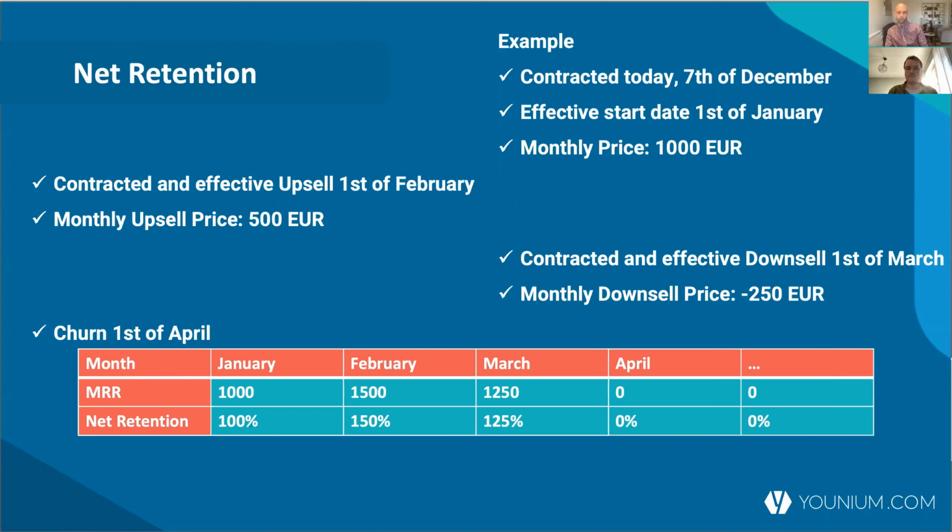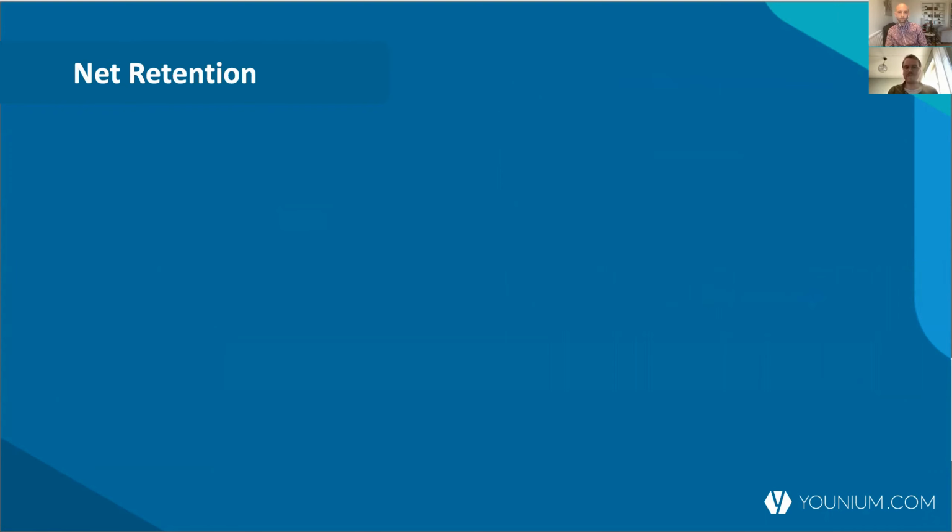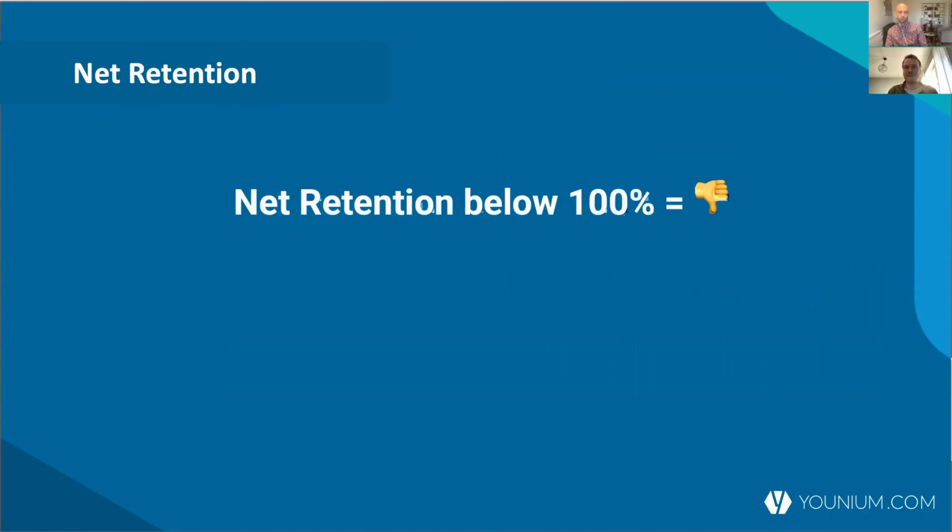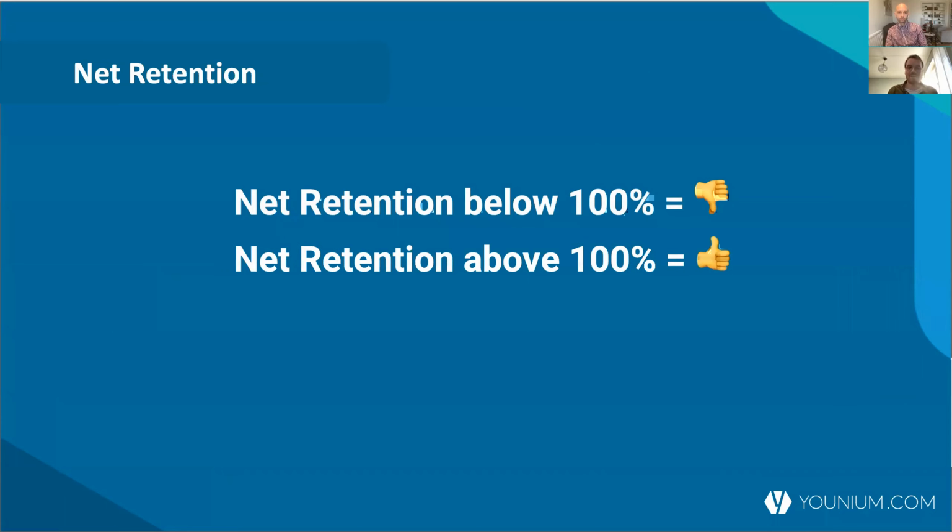So an easy summary of this is that net retention below 100%, bad. And net retention above 100%, that's great, super, well done. And probably our customers are then happy as well. That's also an indication of net retention. It's telling you different things, also other things.